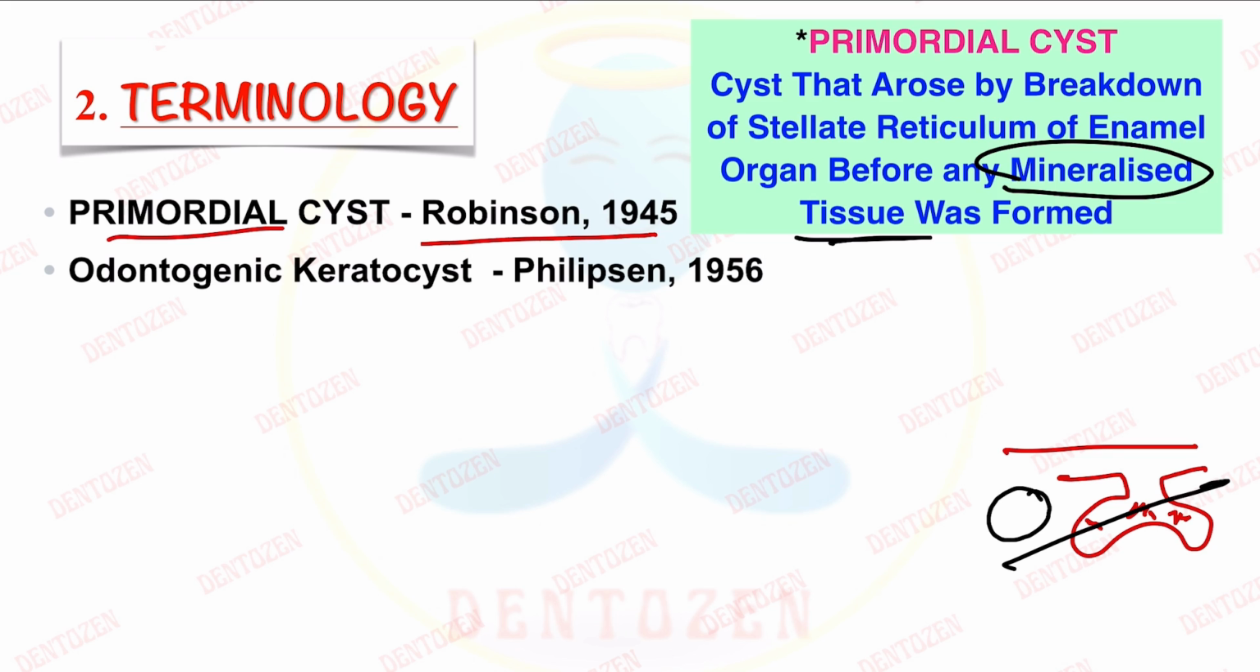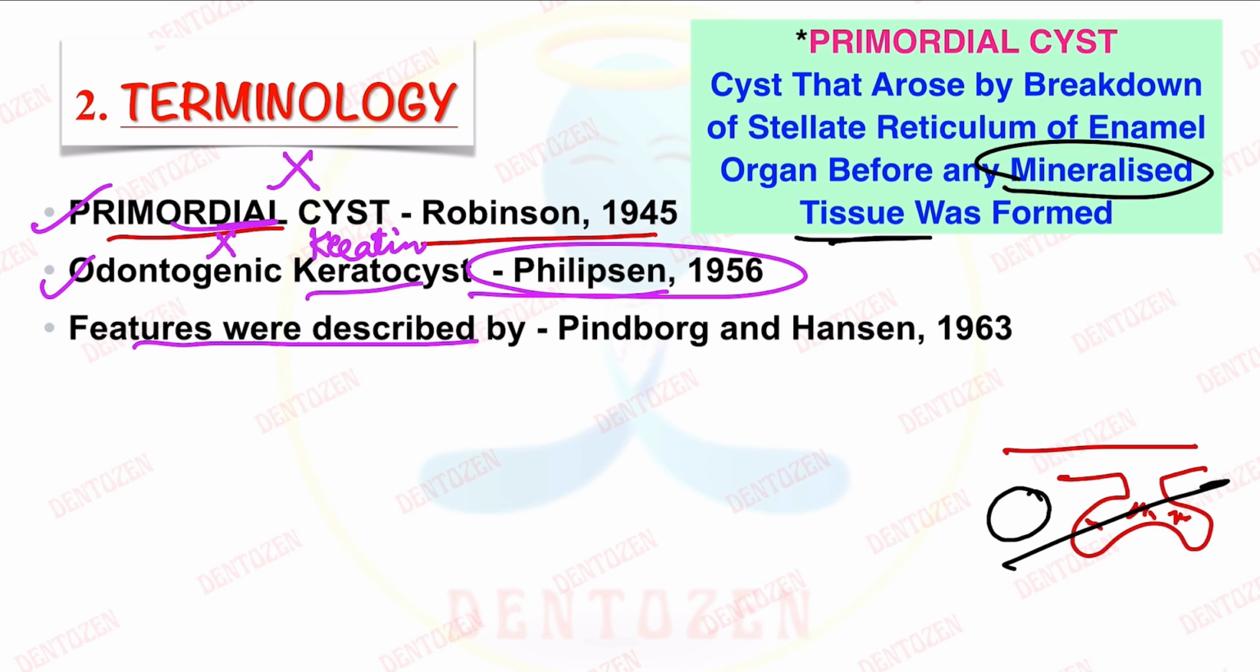Whereas the term odontogenic keratocyst was introduced by Philipson in 1956 for all those cysts which produce keratin. So these two are different, and it is justifiable not to use these two terms synonymously, and the term primordial cyst should be avoided. Now there are specific features of OKC which were described by Pindberg and Hansen in 1963.